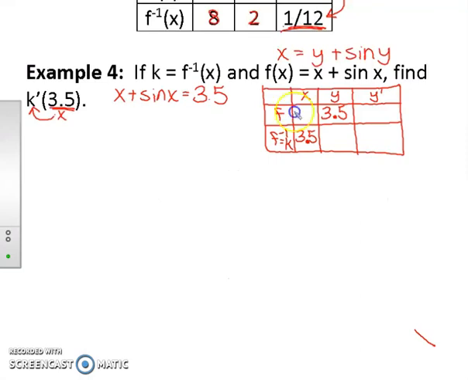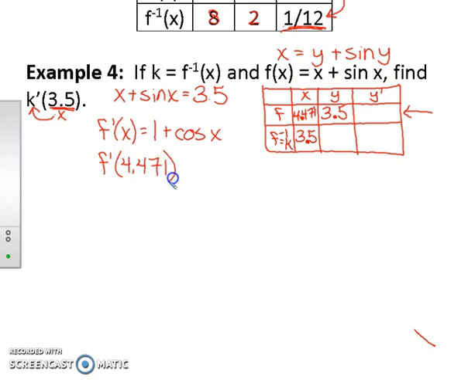So that means that this number right here is 4.471. Now, as long as I know what that is, I can then substitute that into the derivative of my original f of x function to find this box right here. So I need to find the derivative of x plus sine x. The derivative of x is 1. The derivative of sine x is cosine x. So now I just need to evaluate that for 4.471.